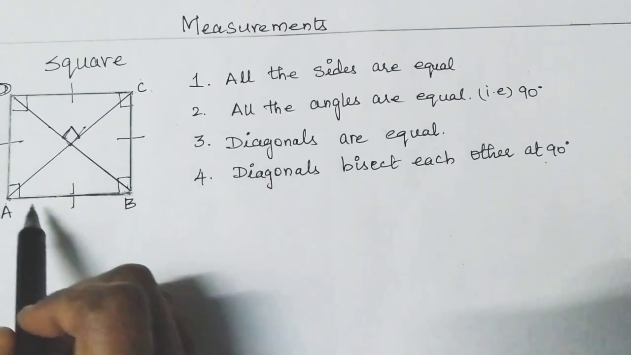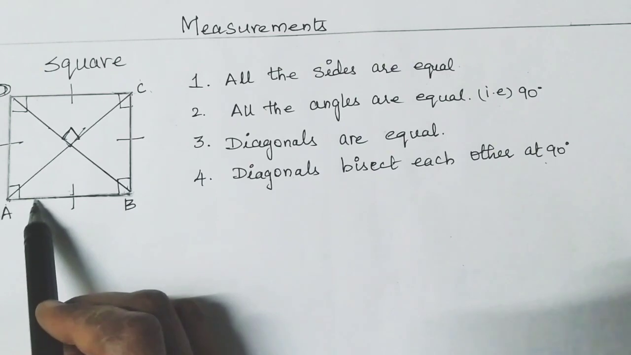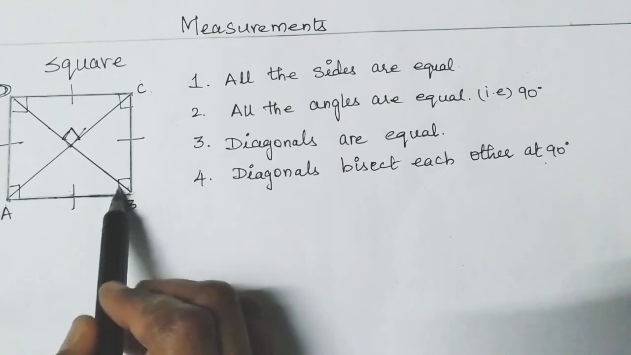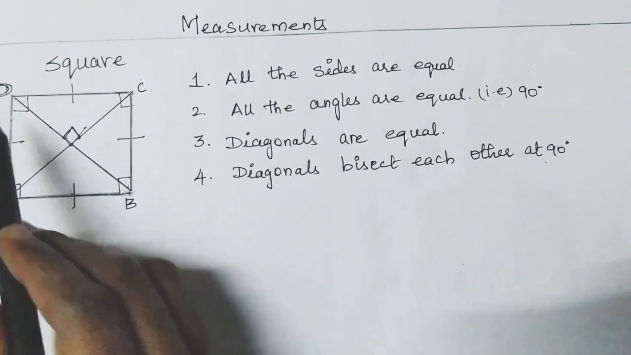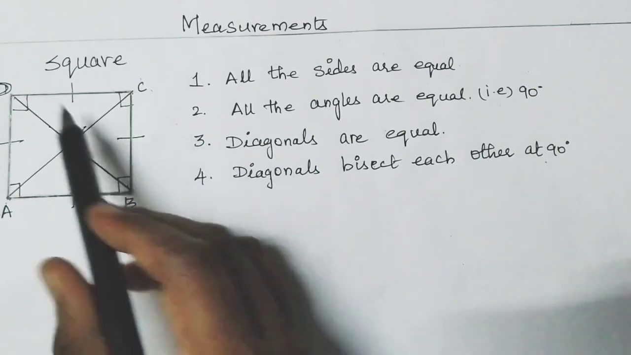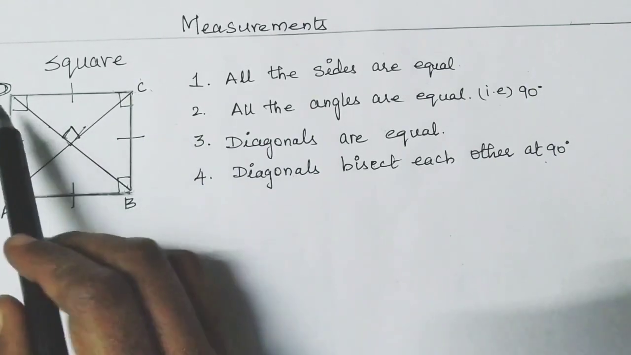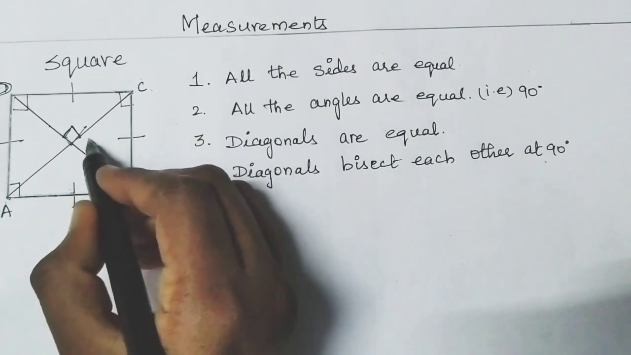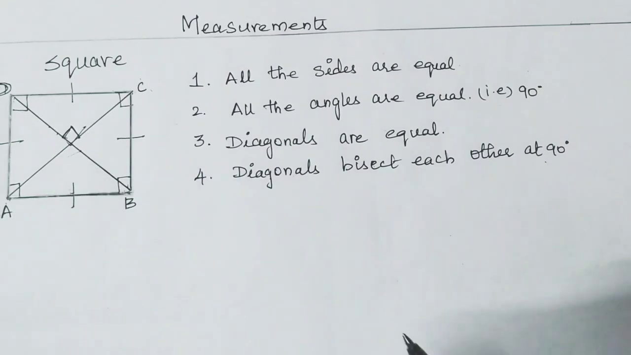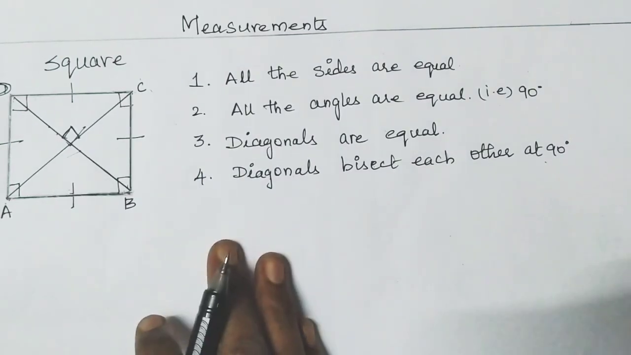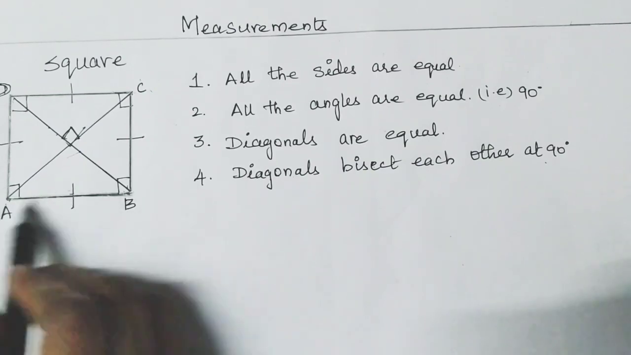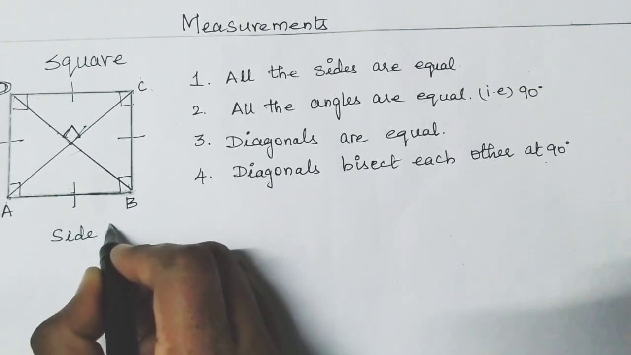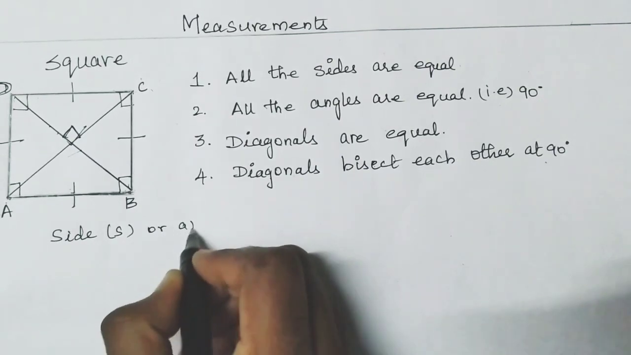I'll repeat once again. All the sides of a square are equal and opposite sides are parallel. All the angles are also equal and it is 90 degree. Diagonals are also equal, that is AC is equal to BD, and diagonals bisect each other at 90 degree. Is that clear children? Properties of square. And the side is denoted by S or A.